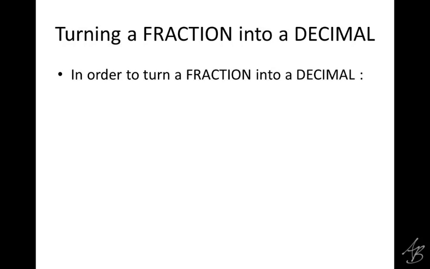How do you change a fraction into a decimal? What does a fraction actually mean? If we have something like 3 over 5, what does that mean? It means division, right? So to change a fraction into a decimal, we're just going to divide the top number by the bottom number. In this case, we would do 3 divided by 5. So in order to turn a fraction into a decimal, divide the numerator by the denominator. And you can just punch that into your calculator.